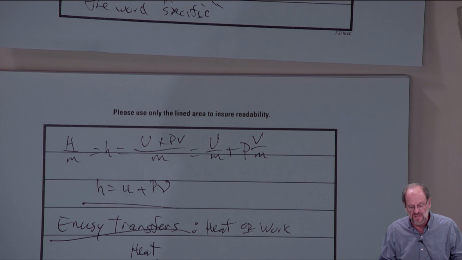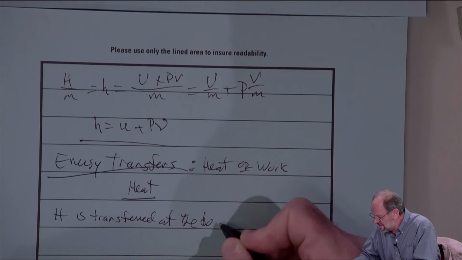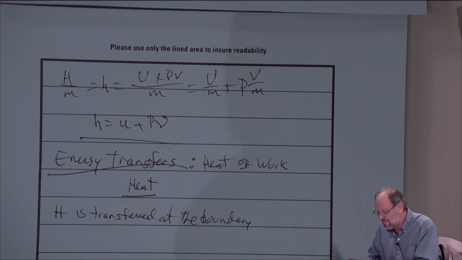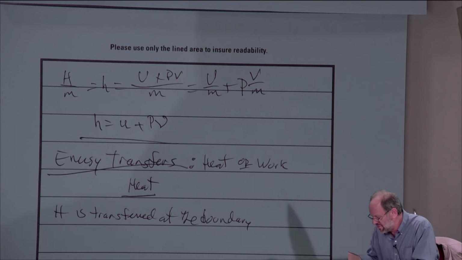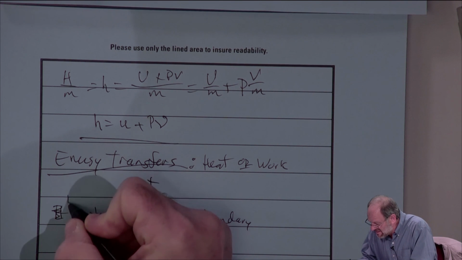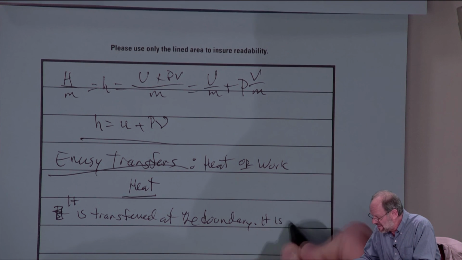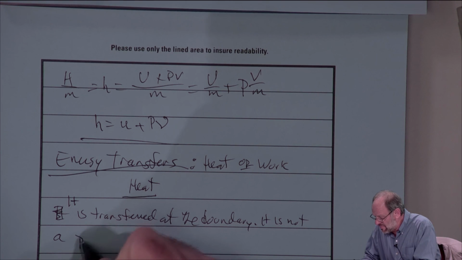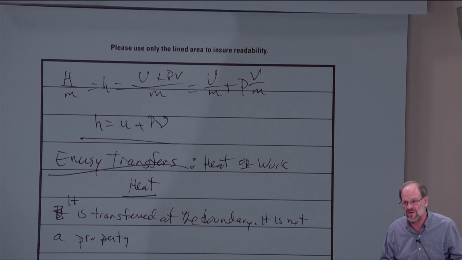The first thing we want to note is that it is a transfer at the boundary, right? It is not a property. Yes, so I should have written, well, that says it. Heat. It is transferred at the boundary. It is not a property. Okay. Nothing has inherent heat in it, right?